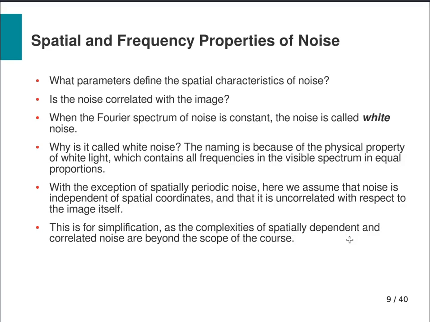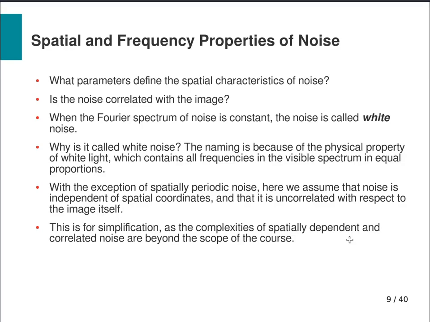When the Fourier spectrum of the noise is constant, the noise is called white noise. The reason for that is the physical property of white light, which contains all frequencies in the visible spectrum in equal proportions. So white noise is basically represented as a constant function in the Fourier spectrum. Why? Because it contains all the frequency components of the spatial domain.